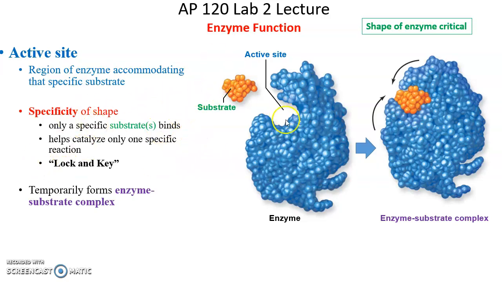This is often called a lock and key mechanism because the substrate acts like a key. The key has to be a certain shape. The enzyme acts as a lock. It is also a certain shape. So to get things to happen, you have to have the correct shaped key fitting into the correct lock.